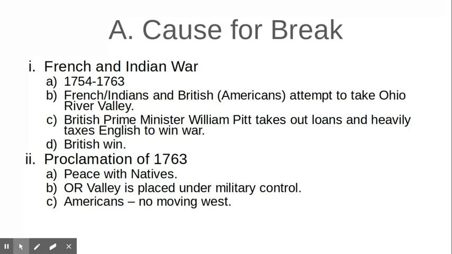So no moving west. And the last item is, how do you make sure that this occurs? You place the Ohio River Valley and other places under military control. So the military would be left in charge.